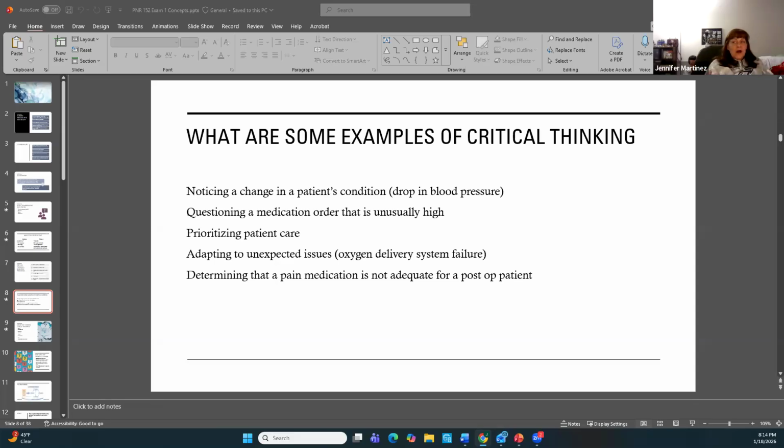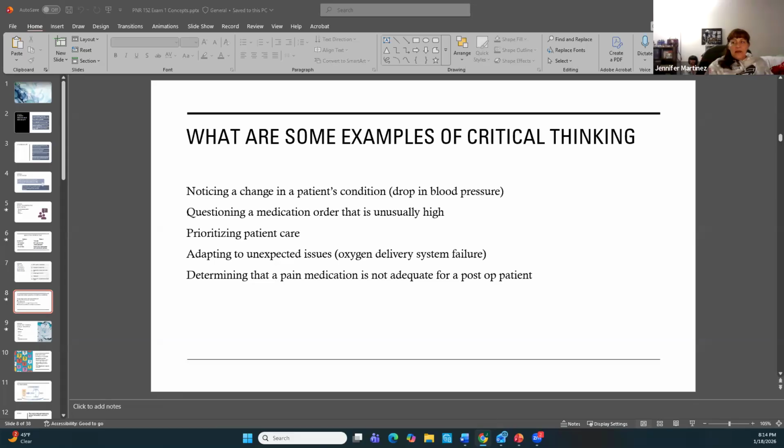Adapting to unexpected issues is also an example of critical thinking, right? So, oxygen delivery system failure. What happens if the oxygen in the wall doesn't work anymore? What do you do? What if the power goes out? What if the computer system goes down? Right. So what are you going to do in those situations?